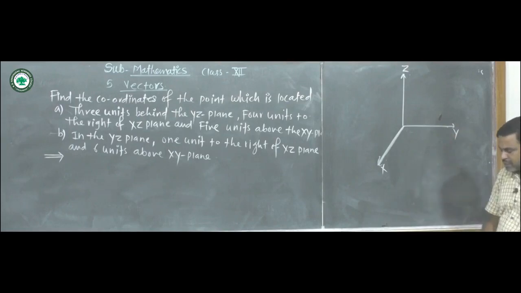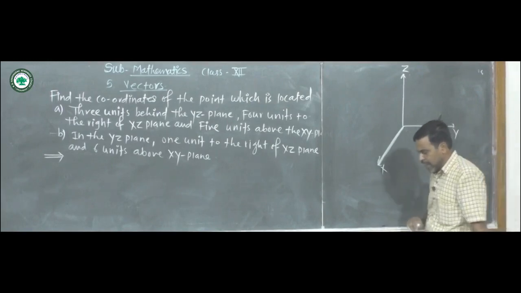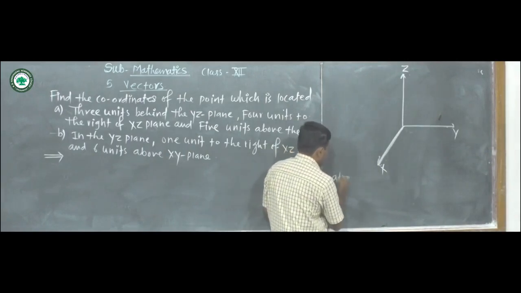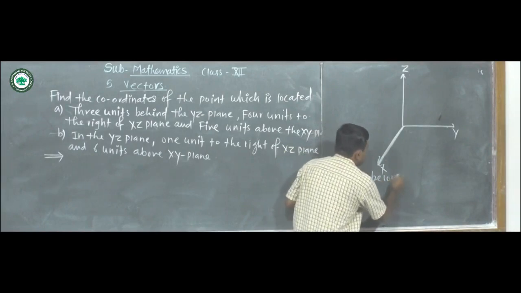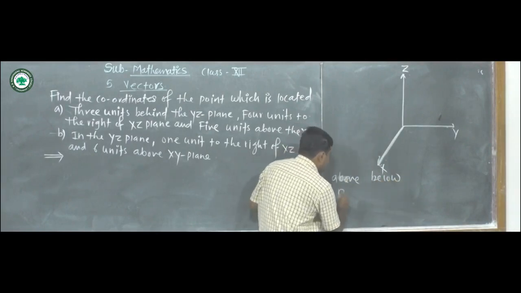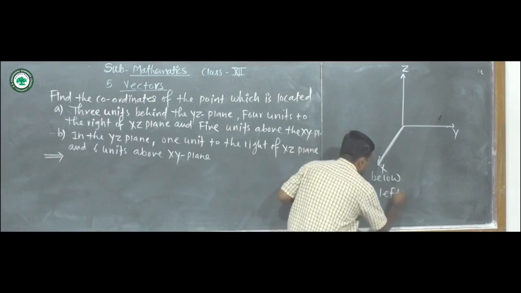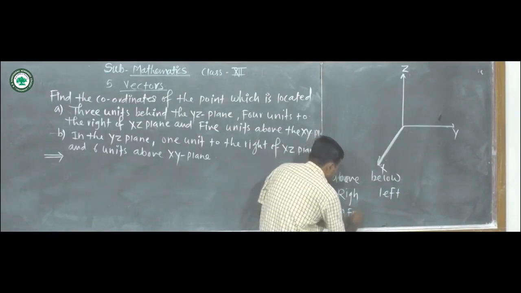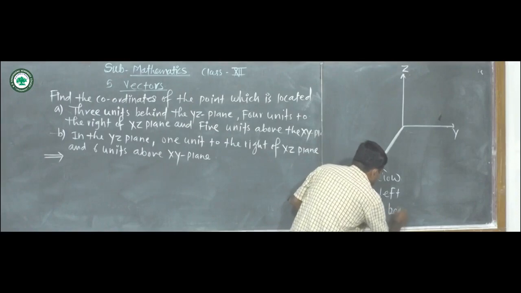As in the two-dimensional system, to the right of the y-axis x is positive, and to the left of the y-axis negative. Above the x-axis y is positive, and below the x-axis y is negative. Here, in the three-dimensional system also, see the words: above, below, right, left, in front of, behind.